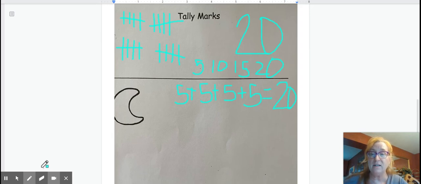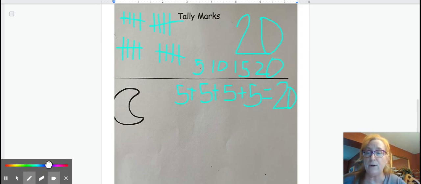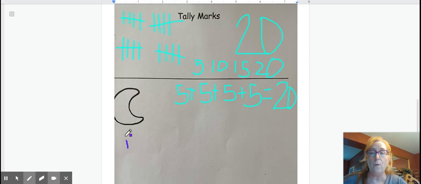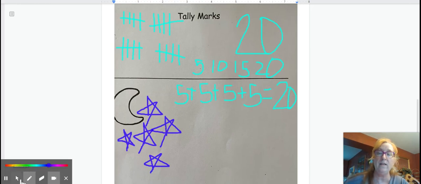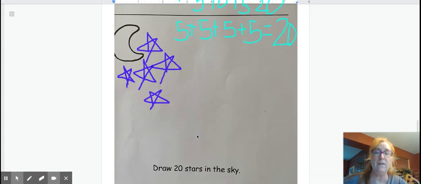Okay, drawing stars in the sky, friends. Let's make some pretty blue stars. You can make triangles like this. Okay, 1, 2, 3, 4, 5. And if you make 4 sets of 5, you will end up with 20 stars. Let's move this down a little bit so we have some more room.